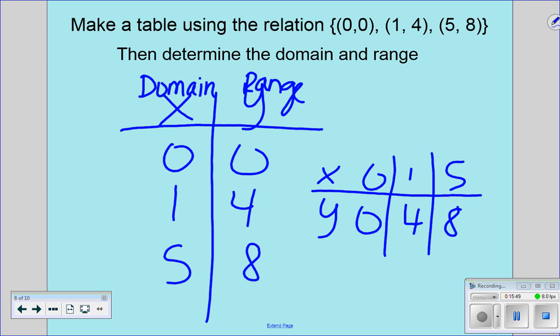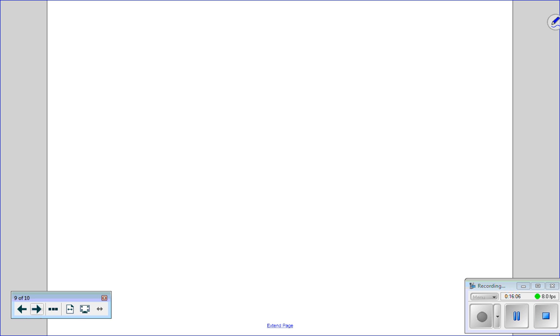I think this is just the easiest way. But if it says determine the domain and range, you have to label it. Don't automatically assume that I'm going to assume you know that x is domain and y is range. You have to label it. That's why I put it up here. So please label it. And that is it. That is all she wrote for today.